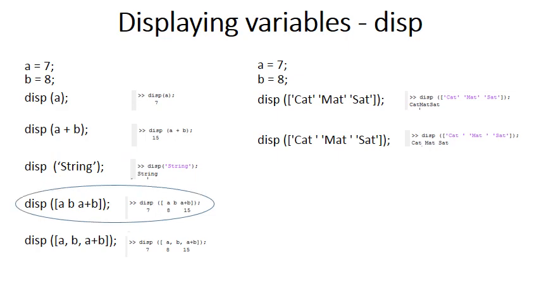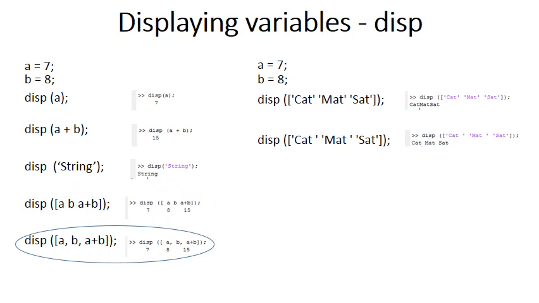Important to note that when you want to display a list of elements, in this case the variable a, the variable b, and the value of a plus b, you need to put them inside a matrix or a vector. So notice this use of the square brackets, so a, b, and a plus b become elements of the vector, and it then displays 7, 8, and 15. I simply want to highlight that you can also put commas between the elements inside the vector, and the result will be the same.